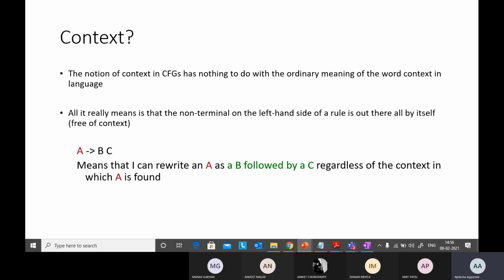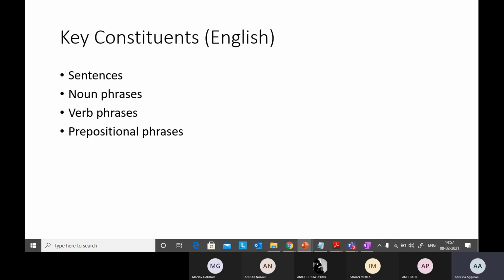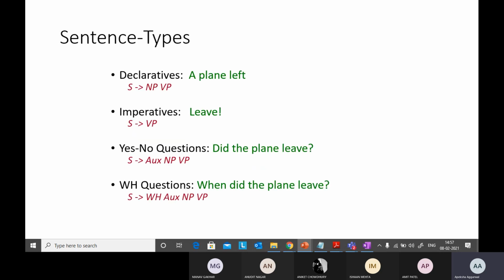So that means I can rewrite A as B followed by C regardless of the context in which A is found. The context of A is not important. That is why these are called context-free grammars. Now, sentence, noun phrase, verb phrase, and prepositional phrase: four things are there whenever you are talking about any language, maybe English. For example, imperative, declarative. This is just English.